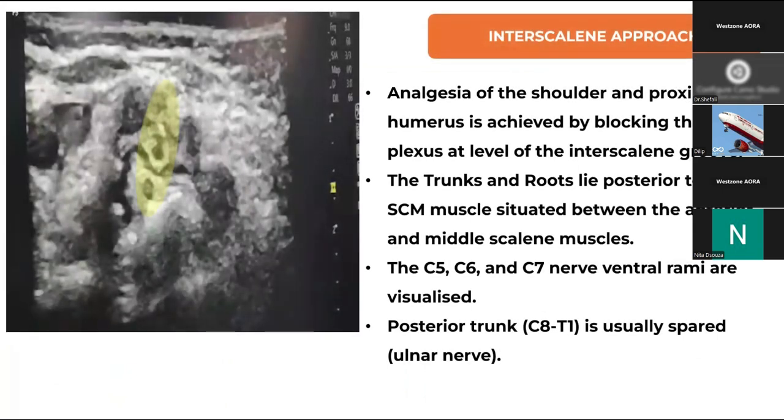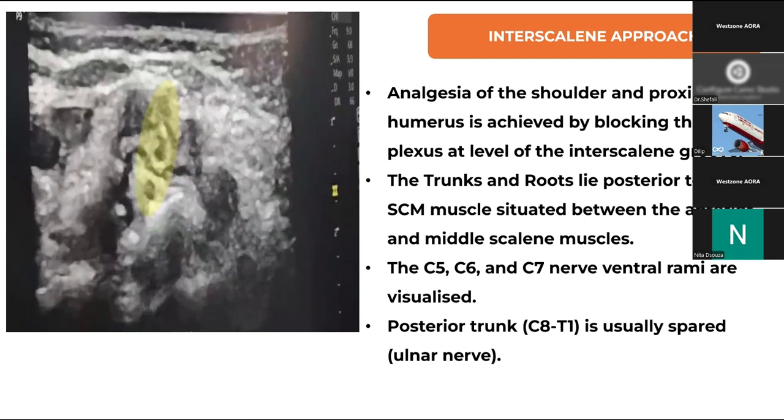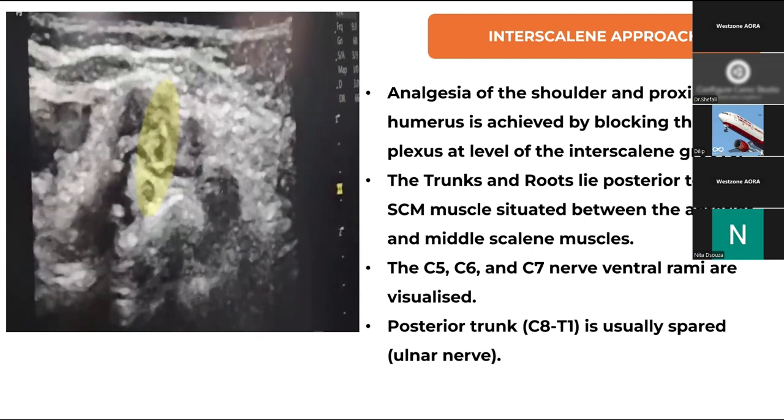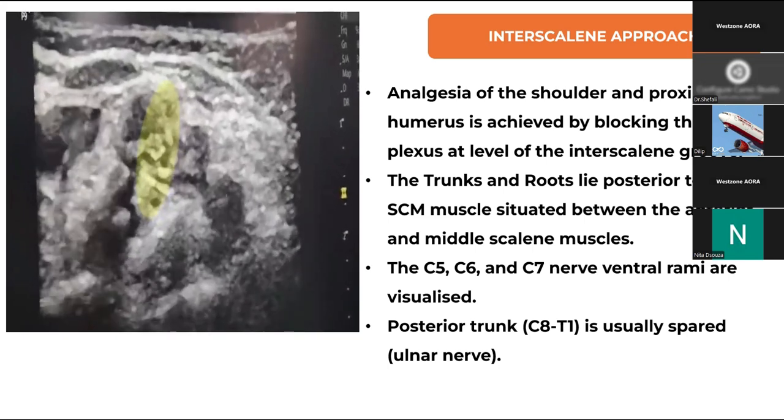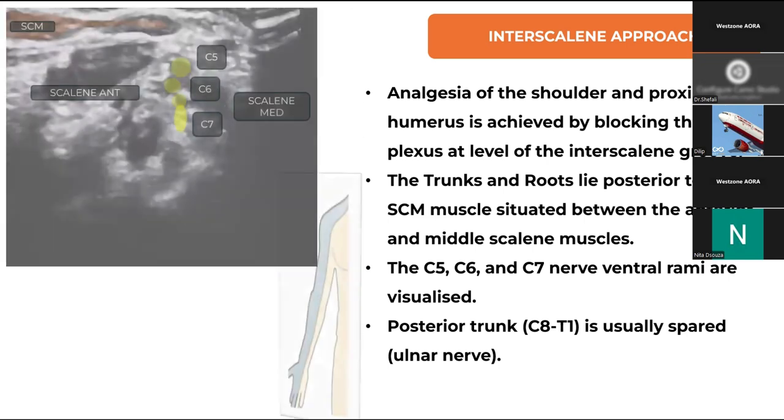The interscalene approach. This provides the analgesia of the shoulder and the proximal humerus. The trunks and roots lie posterior to the sternocleidomastoid muscle, situated between the anterior and middle scalene muscle. The C5, C6, C7 nerve ventral rami can be seen. The posterior trunk is usually missed in this particular block. As you can see, the subclavian artery and the vein.